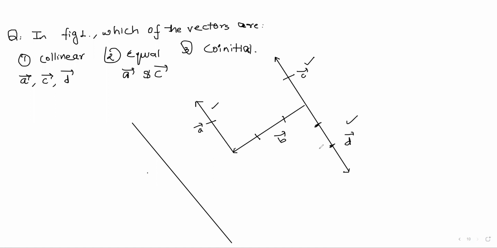For the other answer, it is no. BC and D, sorry. B, C, and D. These are co-initial vectors. I hope everyone has done this. Please note this down. Then we will start a new topic.